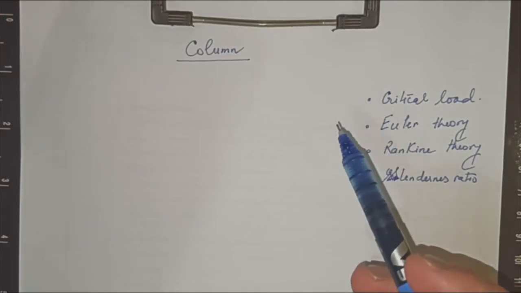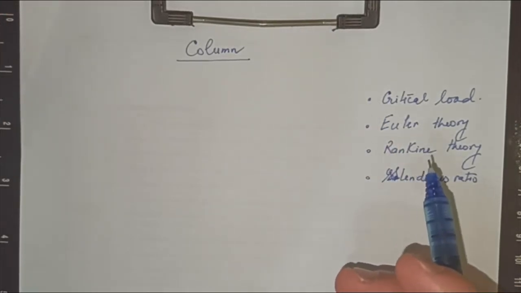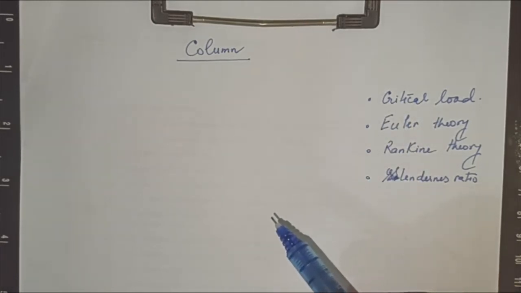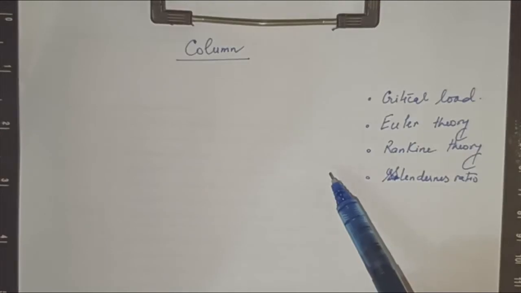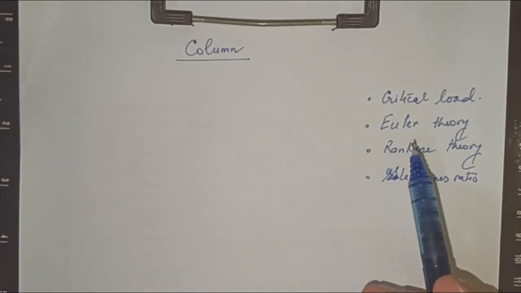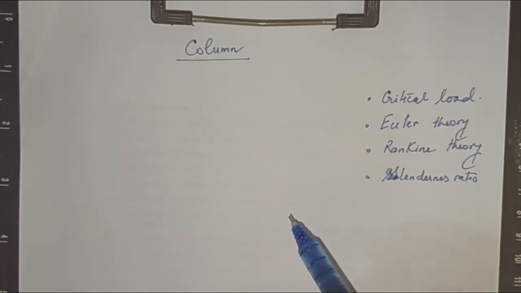A particular load that the column can take is known as the critical load. We'll be discussing more about what exactly critical load is, and then based on the type of columns, we have two theories emerging: Euler theory and Rankine theory. The Euler theory is for specific types of columns usually called long columns, and Rankine theory can be used for both long and short columns, but mostly it is used to design short columns.